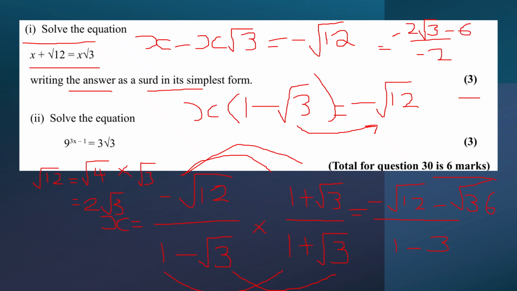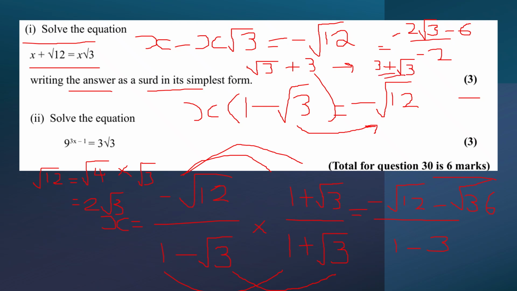Divide everything top and bottom by minus 2. I get left with just root 3 plus 3, or better yet, I write it as 3 plus root 3. So 3 plus the square root of 3. And that, guys, is worth 3 marks.